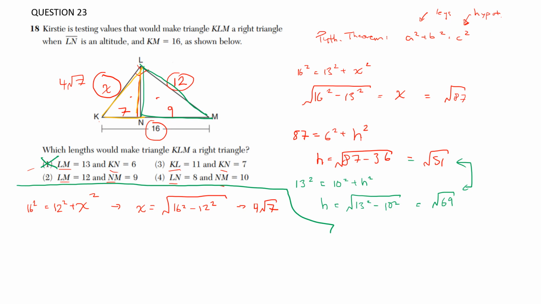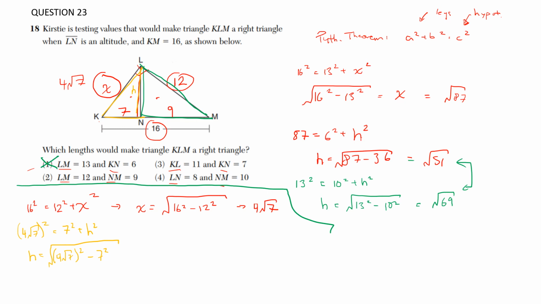For the orange triangle, we have 4 square root of 7 squared, c squared, equals 7 squared plus h squared. H is going to be this altitude here, LN, okay? When we solve, we get h equals 4 square root of 7 squared minus 7 squared, all of that square rooted. Let's put that in our calculator. Okay, so we have 4 square root of 7 squared minus 49, basically.